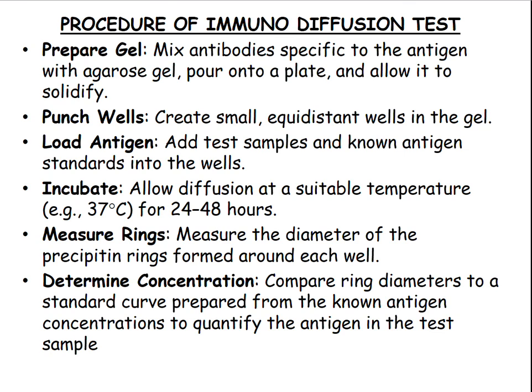While preparing the gel, we mix antibodies specific to the antigens with agarose gel. Then we pour it onto a plate and allow it to solidify. Then we punch wells by creating small, equidistant wells in the gel. Then we load antigens by adding test samples and known antigen standards into the wells. We incubate at 37 degrees Celsius, as it is the optimum temperature for humans. Then we measure the ring, and the last step, we determine the concentration. When determining the concentration, we compare the ring diameters to a standard curve prepared from known antigen concentrations to quantify the antigen in the test sample.